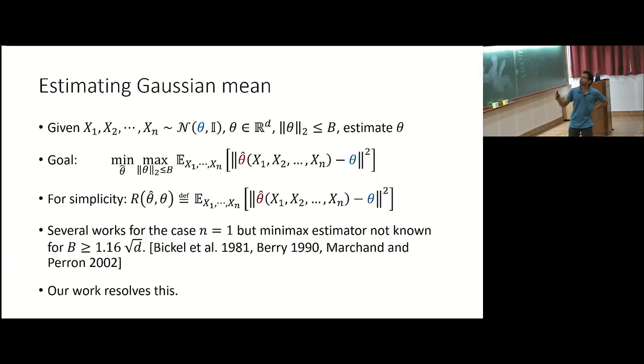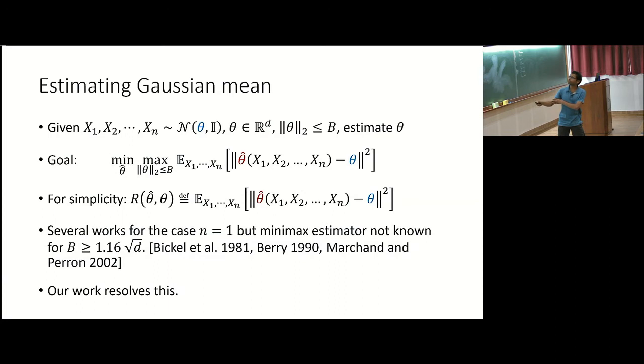So I just have 2 more slides and I'll finish. Let's now come back to the Gaussian mean estimation setting, where we want to implement this approach to estimate the Gaussian mean from a given number of samples. Let's say we are given x1 to xn from a normal distribution with mean theta and covariance matrix identity. Theta is in d dimensions, and let's say theta is in a ball of radius b, and the goal is to estimate theta.